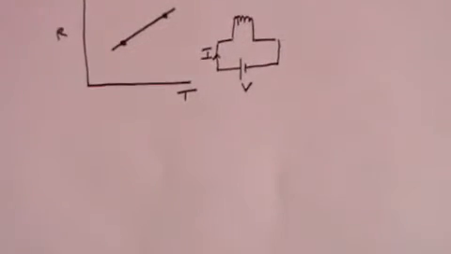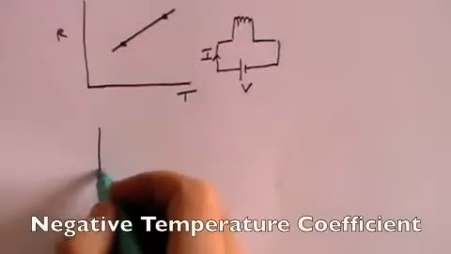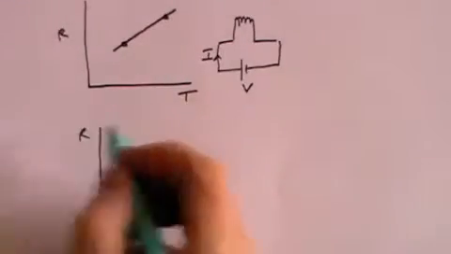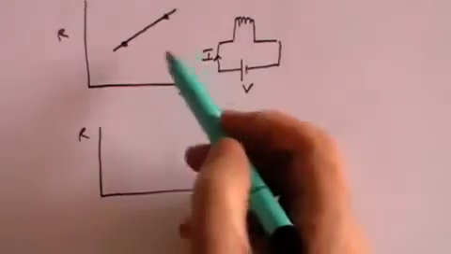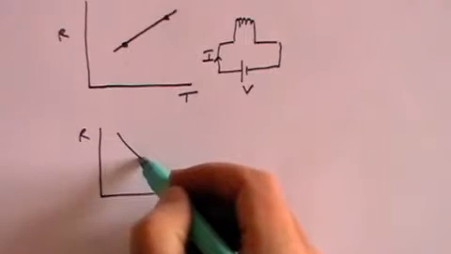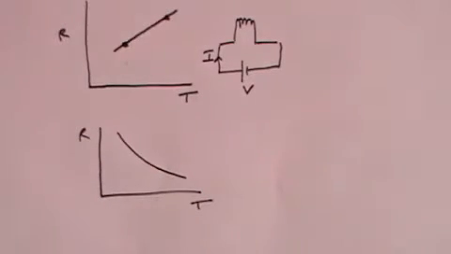But there are materials that have what's called a negative temperature coefficient. So if you now plot the resistance against the temperature, instead of going up, which it did here, you find that as the temperature increases, the resistance decreases, and that's negative temperature coefficient.